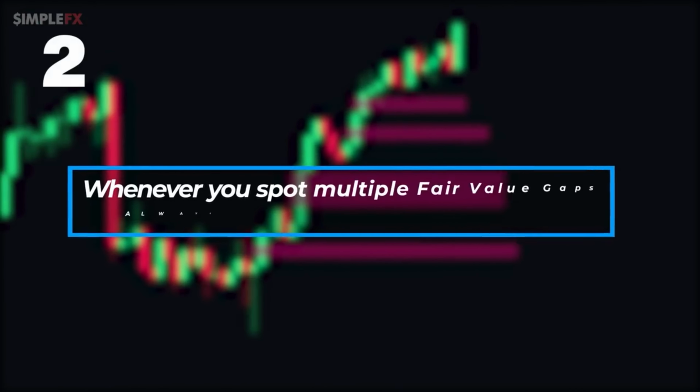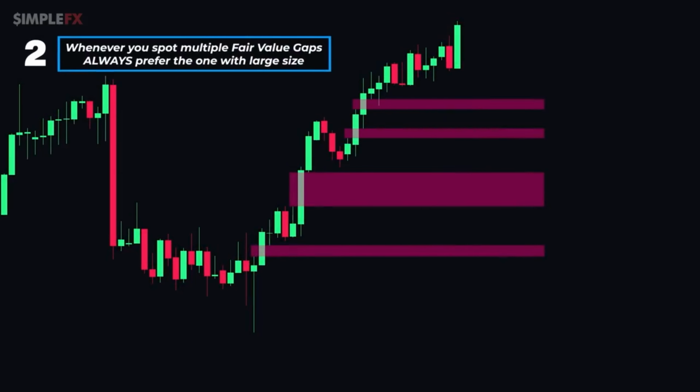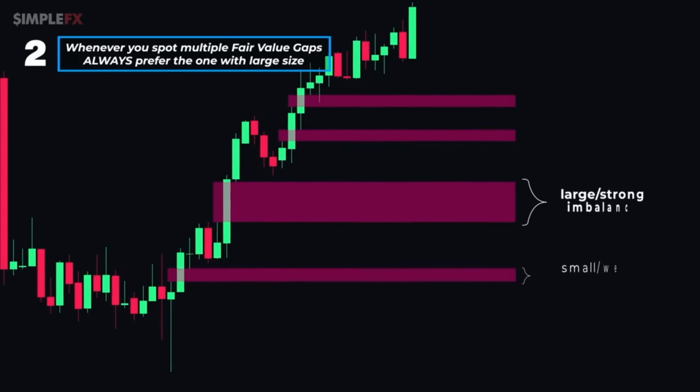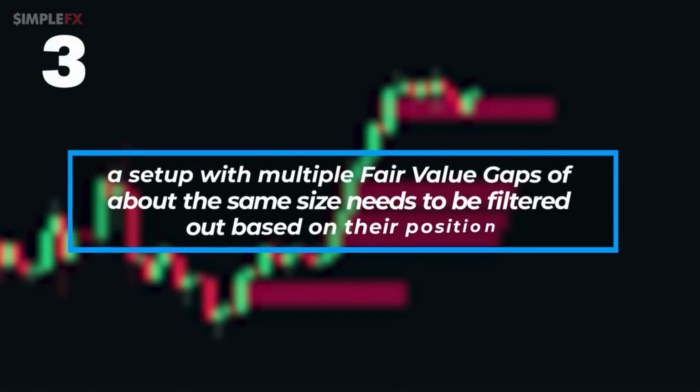No. 2. Whenever you spot multiple fair value gaps on one setup, such as this example, always prefer the ones with large size. Larger fair value gaps such as this one almost always work better compared to smaller ones, because they represent a stronger imbalance between buyers and sellers. This means they are more likely to act as stronger areas of support or resistance.